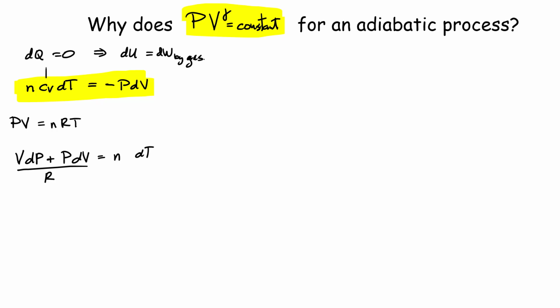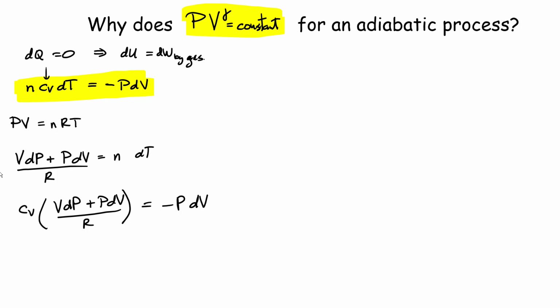Now I have to be careful. I have this additional specific heat here, so let's take out the specific heat. Now n multiplied by dT is everything here on the left-hand side of the second equation. So it's V dP plus P dV over R equals, again, the right-hand side here, minus PdV.